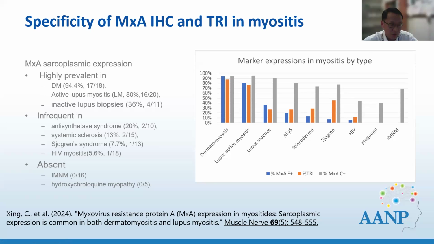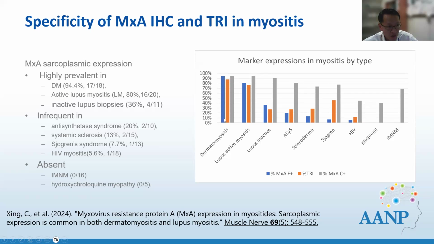And tubuloreticular inclusion is also considered a type 1 interferon pathway signal. I found that in dermatomyositis and lupus myositis, the vast majority of cases will show strong fiber staining. That sets them aside from all other myositis like antisynthetase syndrome, scleroderma, Sjogren's. They can have a very small percent of cases being positive, typically weak. And for immune-mediated necrotizing myopathy or inclusion body myopathy, they're completely negative.